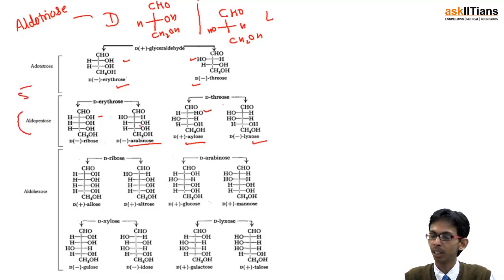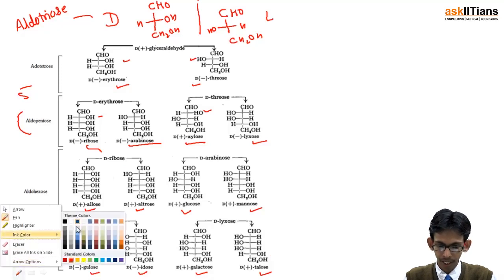These are aldopentoses. Next is, if we take ribose and we further add one more group, we'll get allose if OH is again on the right hand side, and if it is on the left hand side, we'll get altrose. Similarly, arabinose gives rise to glucose and mannose, while xylose gives rise to gulose and idose, and from lyxose we get galactose and talose.